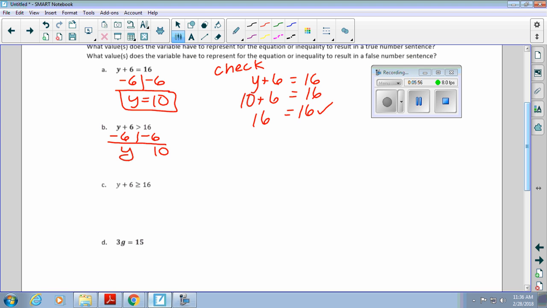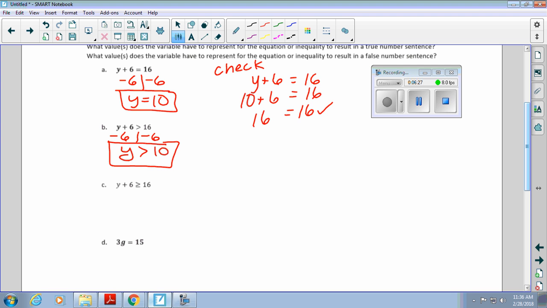So now, instead of an equal sign, because in this case it does not equal 10, we need to look at the inequality and bring that symbol down. So in this case, it's greater than. So y is greater than 10. Any questions so far? The steps are exactly the same. You just bring down the inequality instead of an equal sign.